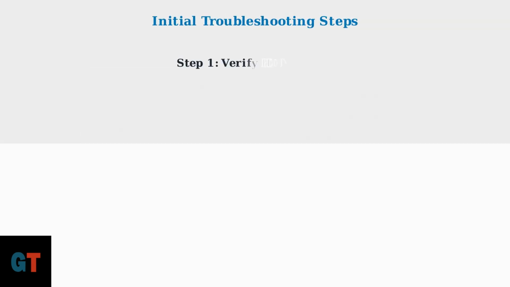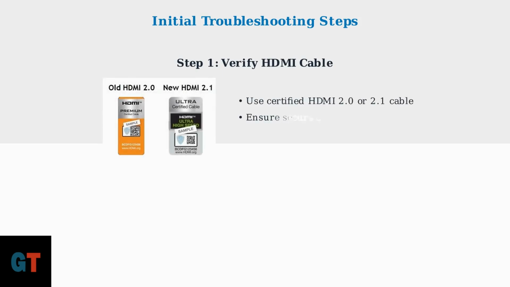Begin troubleshooting by verifying your HDMI cable. Ensure you are using a certified HDMI 2.0 or 2.1 cable. Check that connections are secure at both ends, and test different HDMI ports on both the monitor and source device.